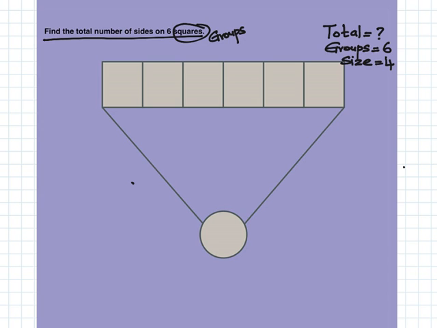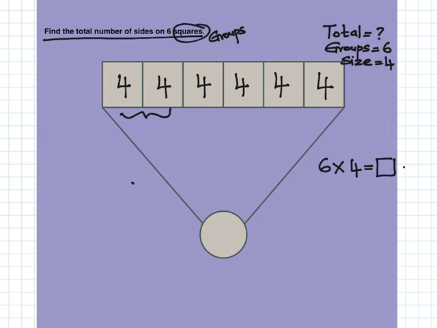Since we have to find the total, the multiplication number sentence is 6 times 4 equals what, or unknown, that we have to find. Next, let's move on to the tape diagram and fill it in. So this is group 1, group 2, group 3, group 4, group 5, and group 6. We know that the size of each group is 4, or each square has 4 sides. The second square has 4 sides, the third square has 4 sides, the fourth square has 4 sides, the fifth square has 4 sides, and the sixth square also has 4 sides.